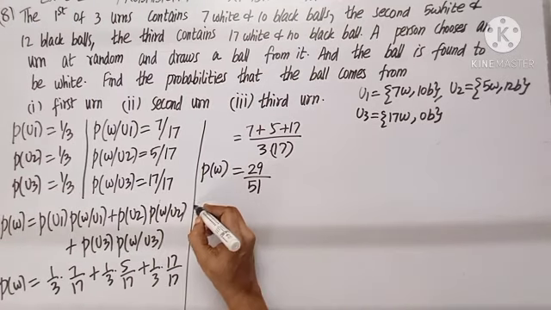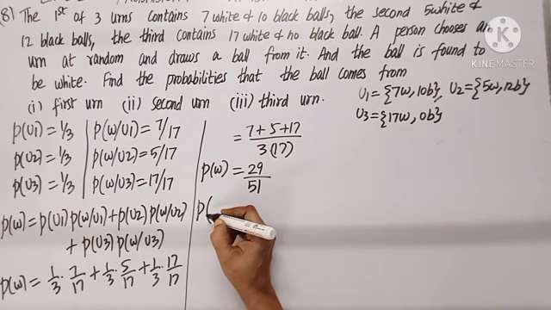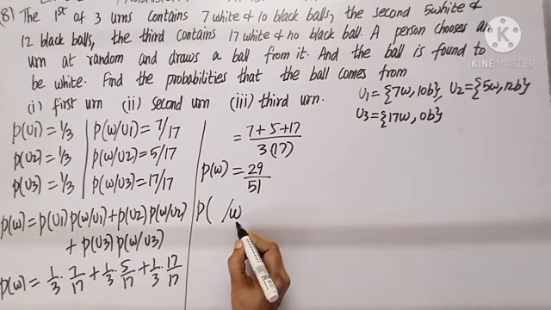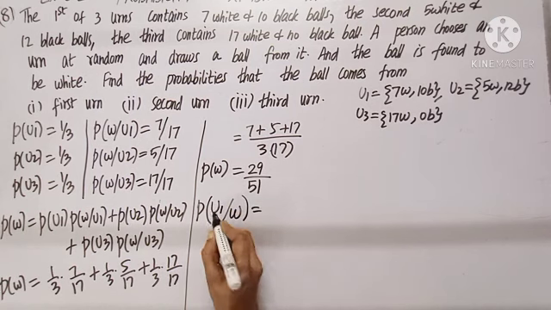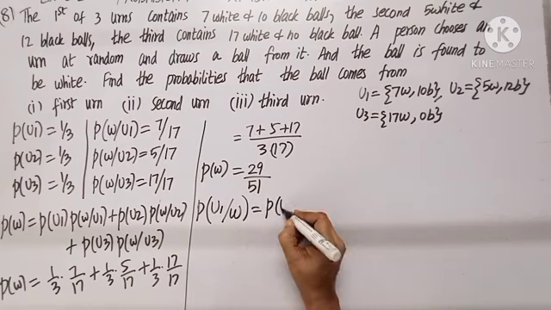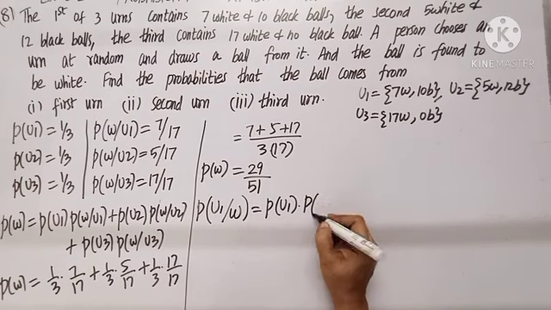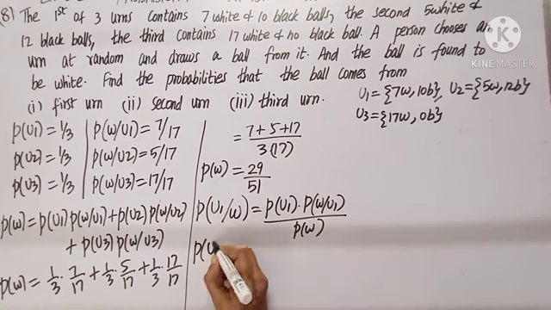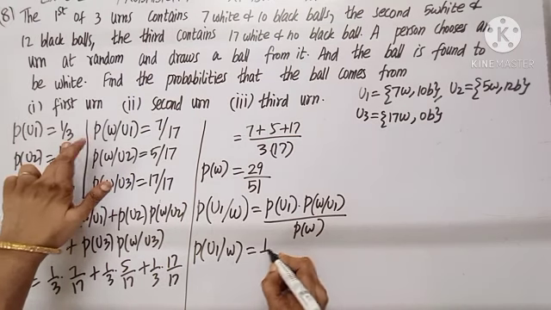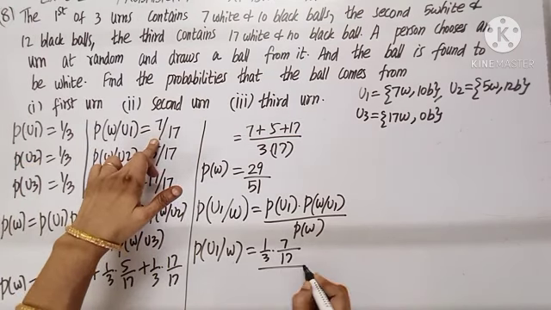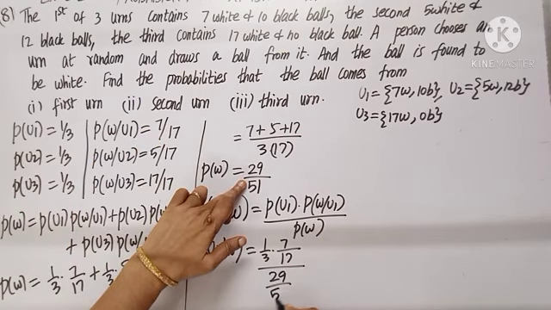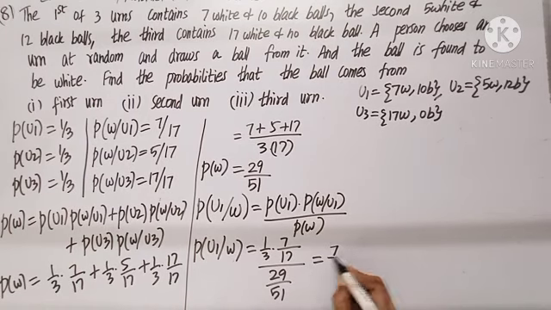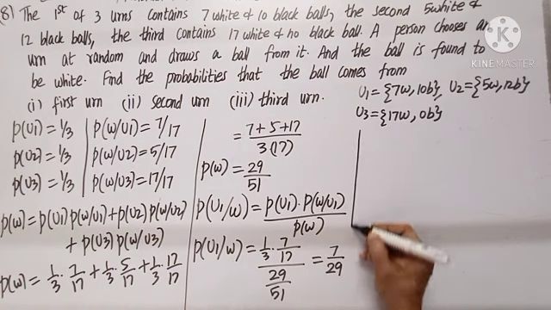My question is, the ball comes from first urn. Having selected white in my hand, what is the probability it is from urn 1? How do you write it? P of U1 into P of W given U1 divided by P of W. As I substitute the values, it is 1 by 3 into 7 by 17 divided by P of W, 29 by 51. 3 into 17, 51 cancels. We are left with 7 by 29.